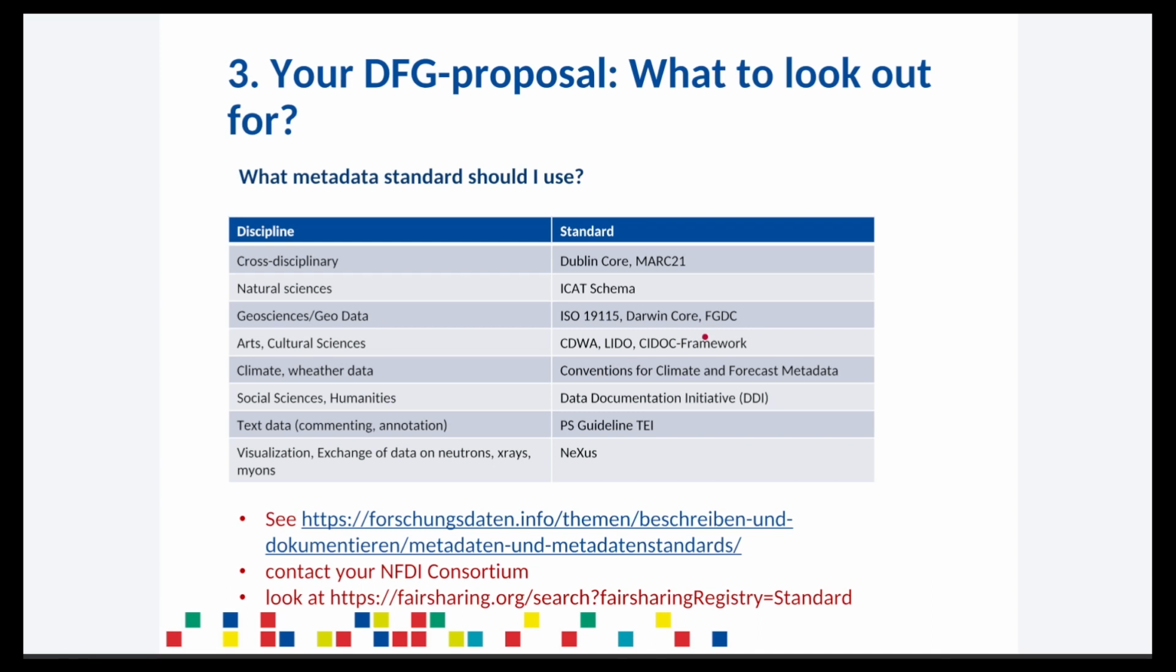And we mentioned quite a lot that you should use a recognized metadata standard to describe your data. And of course, you ask yourself, what metadata standard should I use? And here are a few hints what metadata standard suits for a certain discipline. For example, for natural sciences, it's the ICAT schema. Cross-disciplinary, like in our repositories, it's the Dublin Core. Or for example, for the social sciences, it's the Data Documentation Initiative. And there are a lot of standards available.